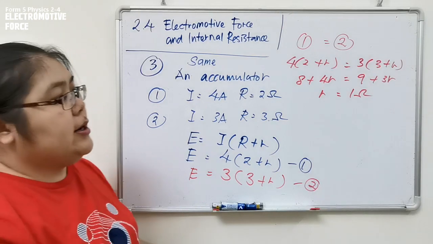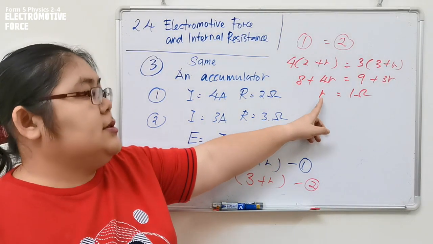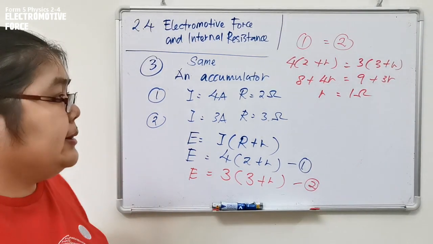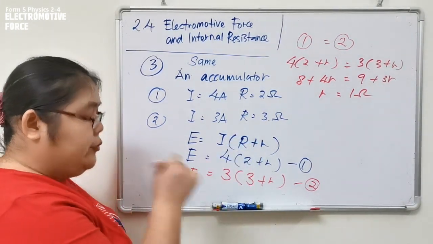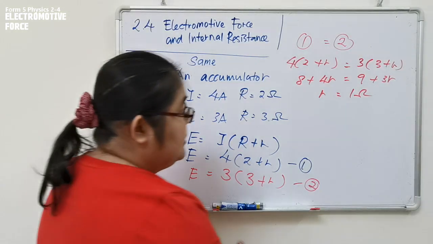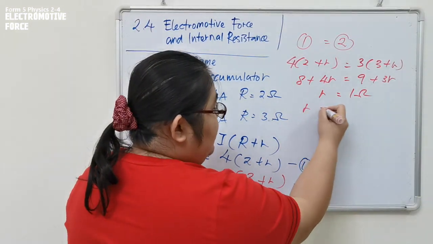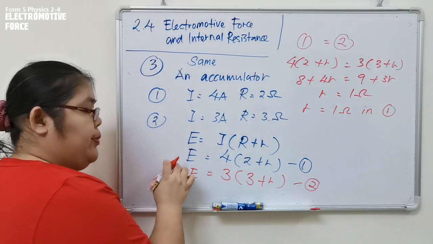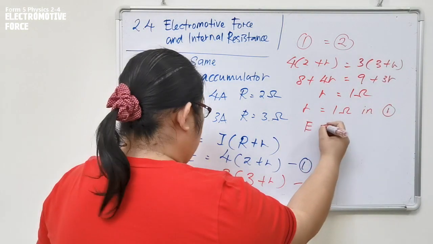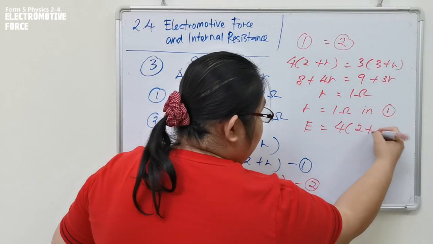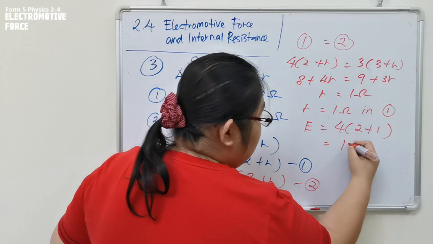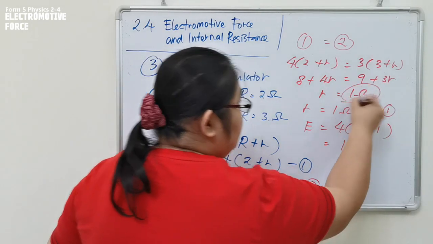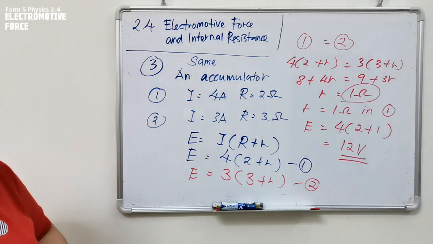Okay, so I find my internal resistance, just 1 ohm. Now I have my R, so I can apply it to equation 1 to find what E is. I take R as 1 ohm in equation 1, so E equals 4 times (2 plus 1), so there's 12 volts. This one is your EMF, and this one is your internal resistance.